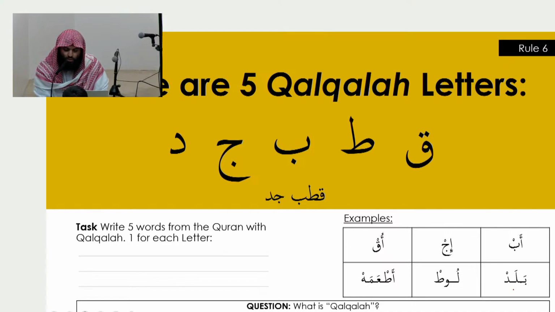So for example, wal balad. So we recite, La uqsimu bihadhal balad. Yeah? So we won't recite it, bihadhal balad, or bihadhal balada. No, in the middle. Bihadhal balad.